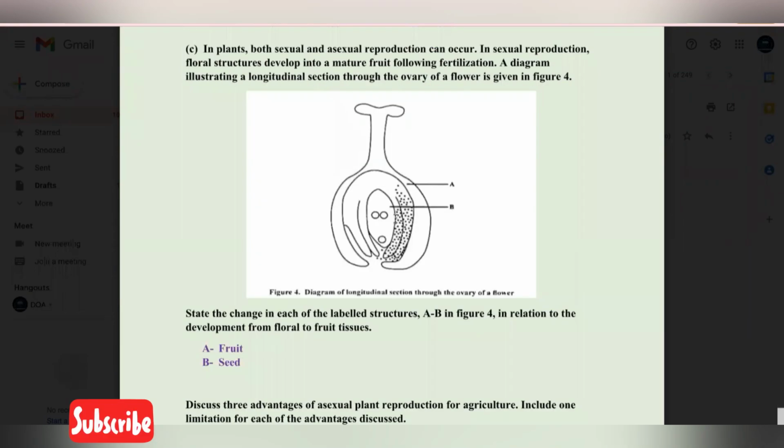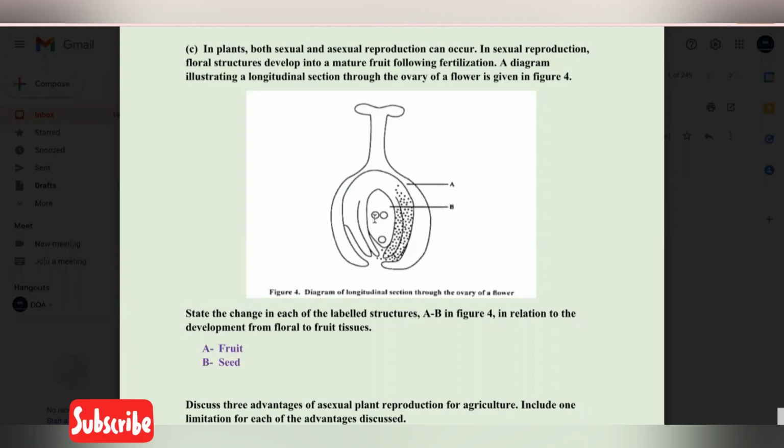Part C, in plants, both sexual and asexual reproduction can occur. In sexual reproduction, floral structures develop into a mature fruit following fertilization. A diagram illustrating a longitudinal section through the ovary of a flower is given in figure 4. So the first thing that you should do is take a minute to examine the figure here and see if you can identify some parts.